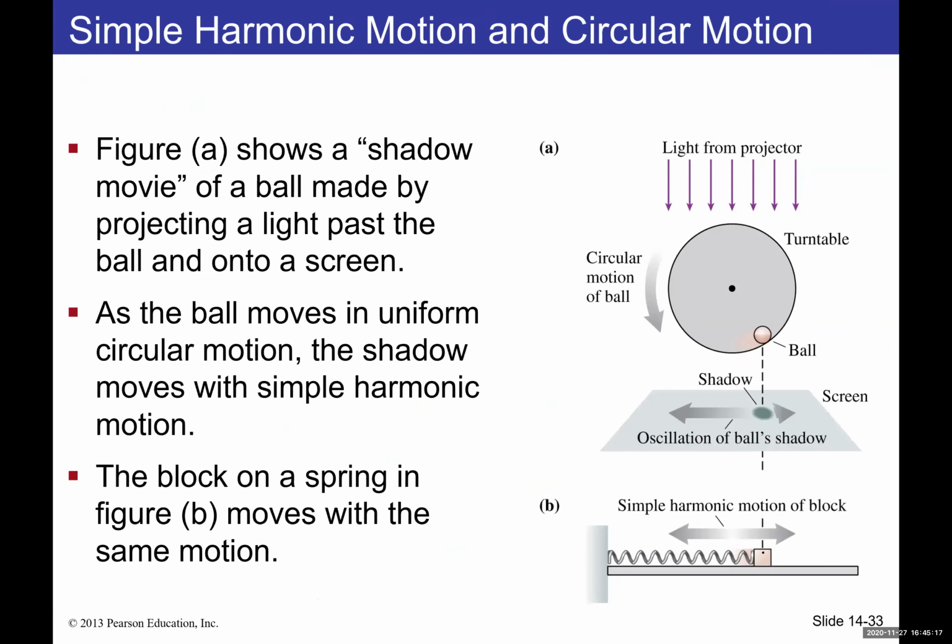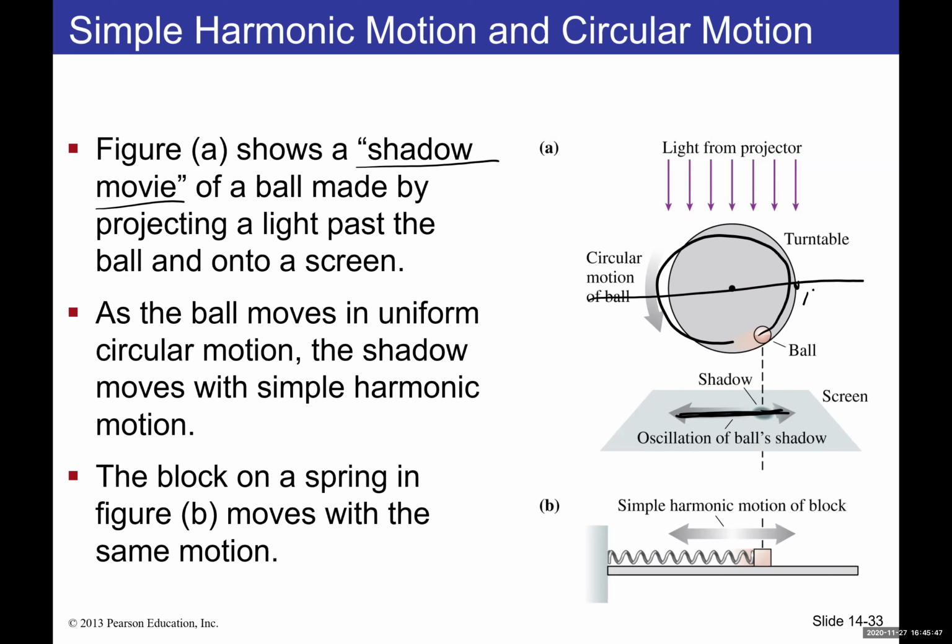All right, so another thing we can have is when we are looking at the spring system going back and forth, if we look at the shadow, this is kind of like looking at the shadow of an object going around in a circle, and this is very similar. You can see a figure of a shadow movie of a ball made by projecting a light past the ball and onto the screen. So let's say you have a turntable, and the ball goes back and forth. So its motion goes back and forth.